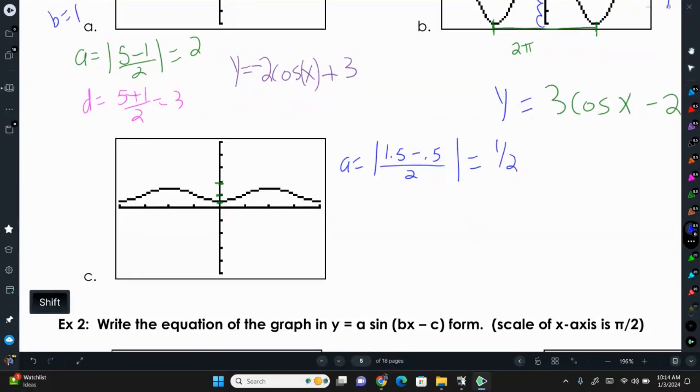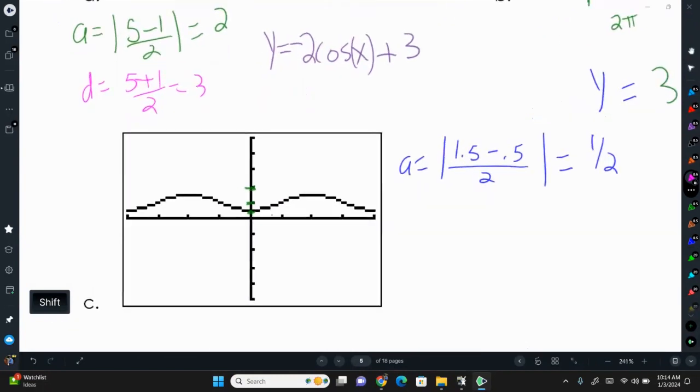Okay, so our amplitude is 1/2, and then our d value, our axis, you could say, well, it's going to be halfway between those two points, 1.5 and 0.5, which will be 1. So that y equals negative 1/2 cosine of x plus 1. That would be our function.